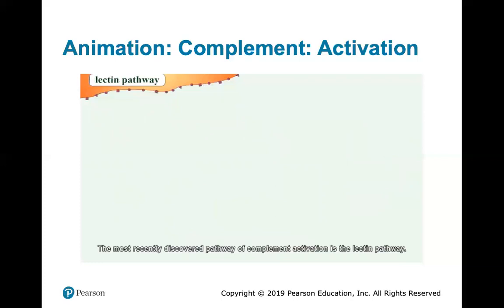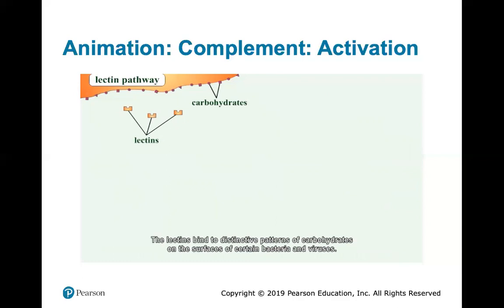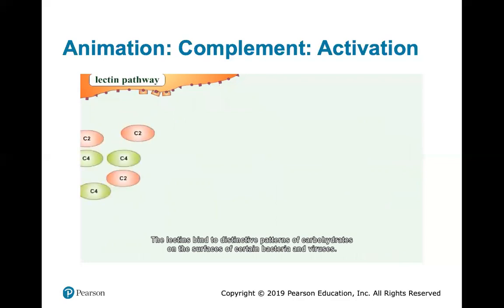The most recently discovered pathway of complement activation is the lectin pathway. When macrophages ingest material through phagocytosis, they release chemicals that stimulate the production of carbohydrate binding proteins called lectins. The lectins bind to distinctive patterns of carbohydrates on the surfaces of certain bacteria and viruses.